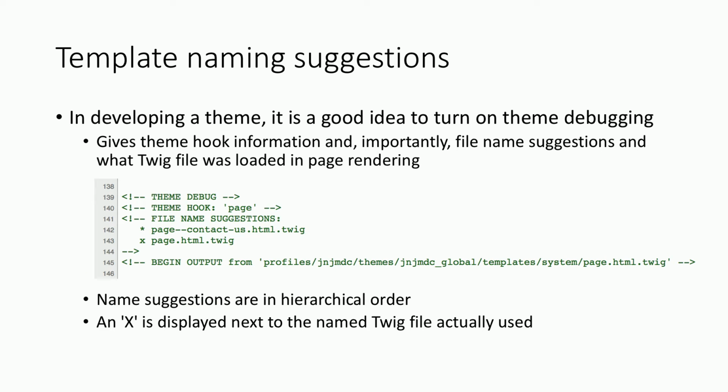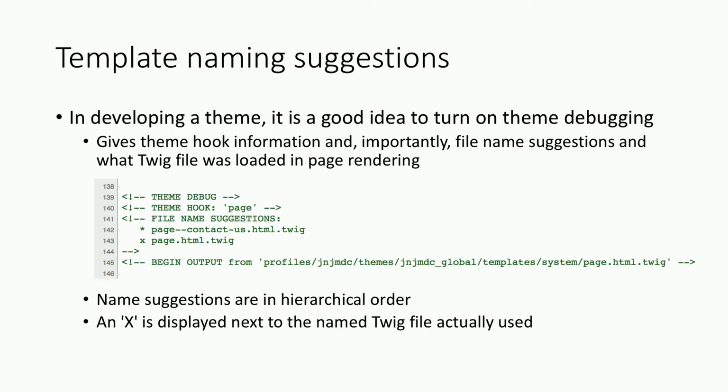Okay, back to that same screenshot. We don't get this necessarily out of the box. If you're inspecting your code, you don't necessarily see these theme suggestions. So it's a good idea to turn on theme debugging when you're working locally. So you see this in the backend. And it's going to give you your theme hook information.